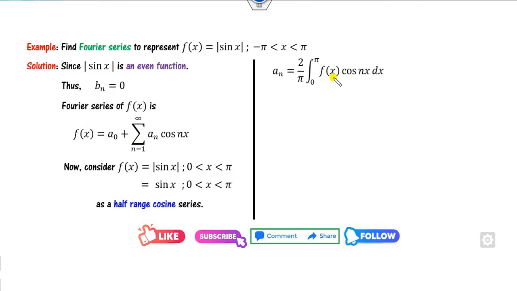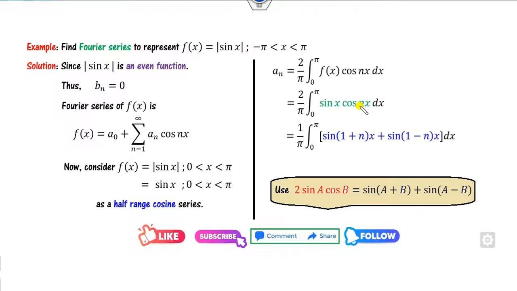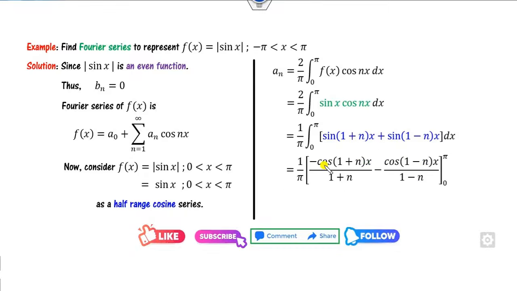Similarly, you can compute the an. I can substitute the value of f(x) as sin x. I can multiply by 2, divided by 2. I can apply the formula for 2 sin a cos b. I can integrate the sine of this. What is the integration of sine? Minus cos of this value. Now you can substitute this limit. It's minus cos. When you substitute pi, this is pi plus n pi. It lies in the third quadrant. It's negative. So minus minus plus cos n pi.